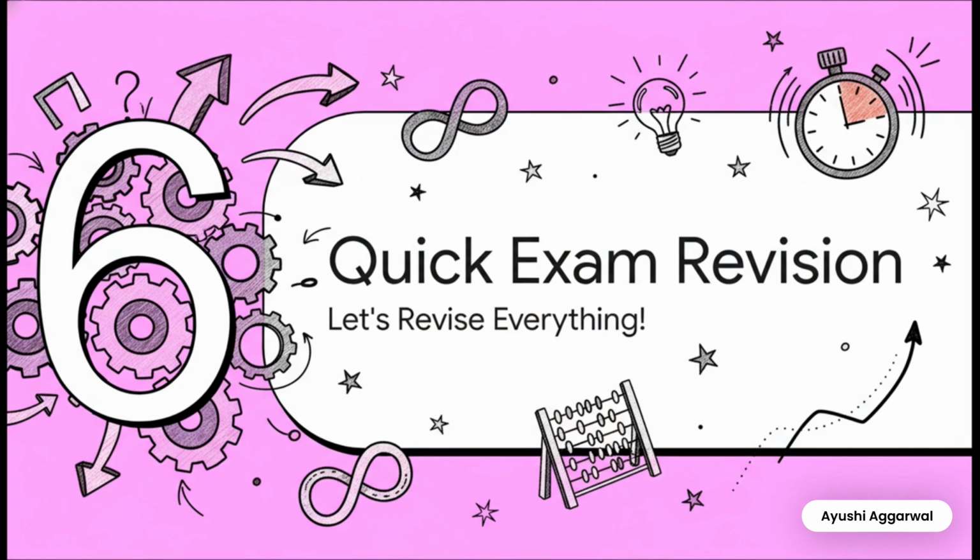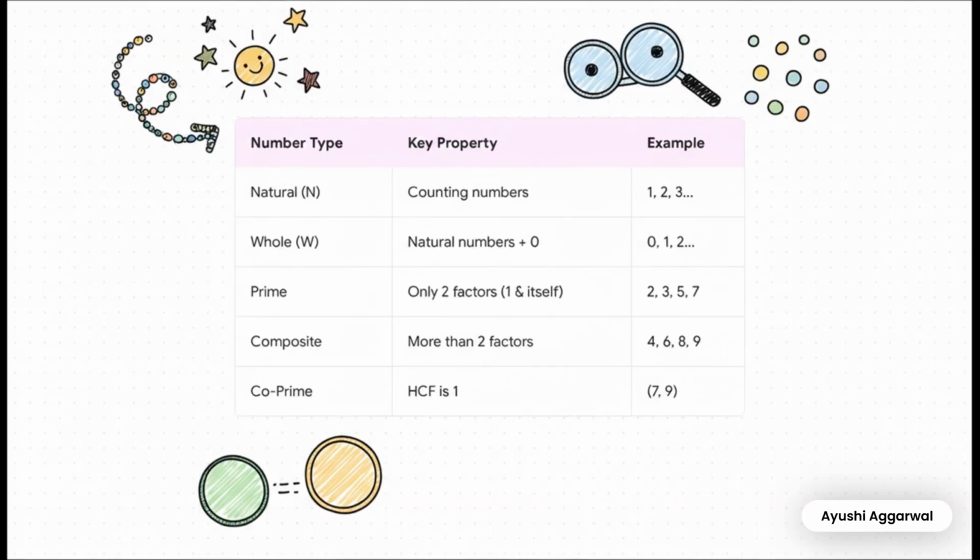Okay, we have covered a lot of ground today. So now it's time for a quick rapid-fire revision to make sure all these concepts are locked in. Think of this as your perfect last-minute recap right before you walk into that exam hall. All right, here's your ultimate cheat sheet. Let's go through it fast. Natural numbers, they are counting numbers, starting from 1. Whole numbers, just add 0 to the natural numbers. Prime numbers, they have exactly 2 factors. Composite numbers, they have more than 2 factors. And finally, coprime pairs, their HCF is always 1. Go ahead and take a screenshot of this. It's perfect for your notes.